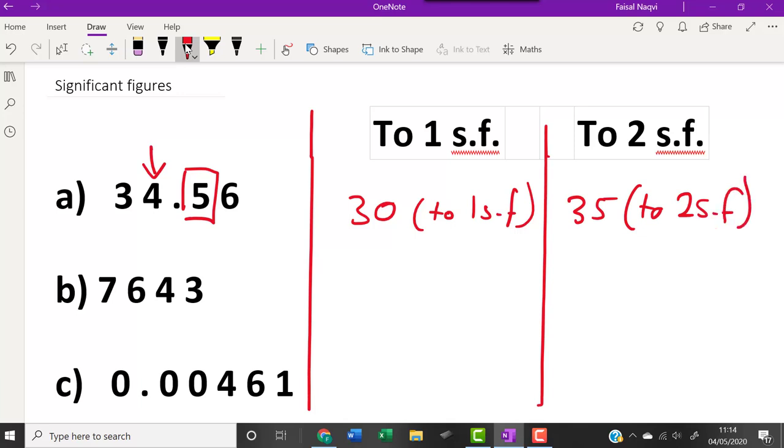In the next example, 7 is my first significant figure. 6 is my deciding number. The 6 tells me to round the 7 up. That becomes 8, and I've got to have my zeros to keep the place value. That becomes 8,000 to one significant figure.